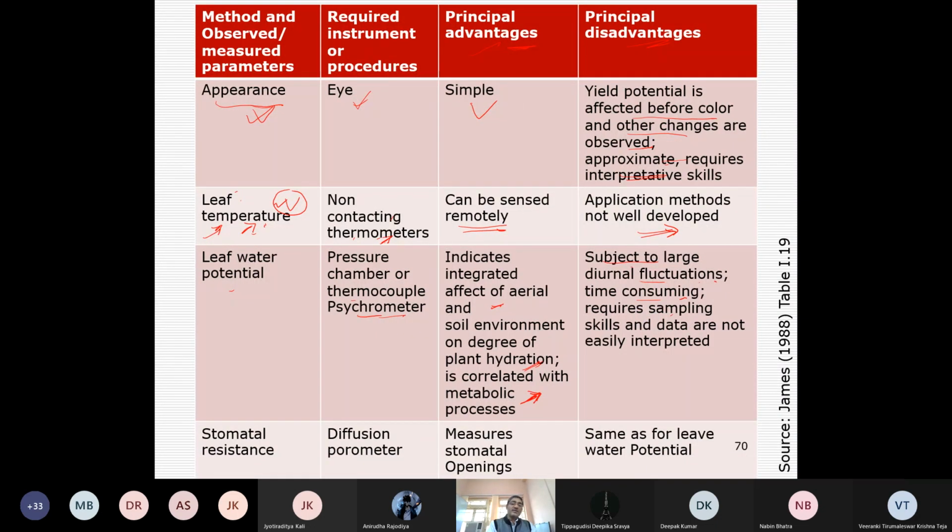And third is stomatal resistance, because stomata are responsible for removing water from the plant. So it is basically the most important condition for transpiration. Stomatal resistance can be measured, how much resistance has developed, but it is very expensive, time taking, requires a high level of precision and so on.